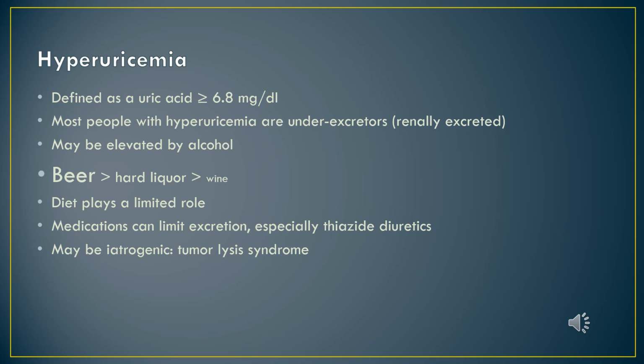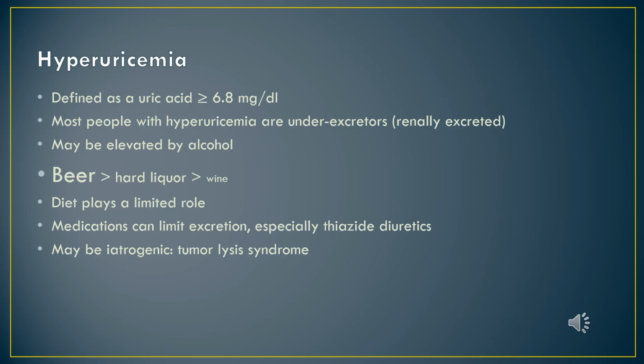Medications can affect uric acid secretion, especially thiazide diuretics, and then we have to think about other causes like excessive cell death, such as in the context of tumor lysis syndrome.